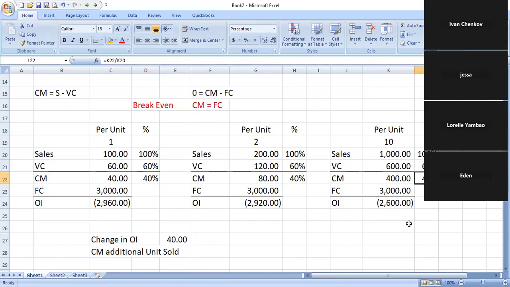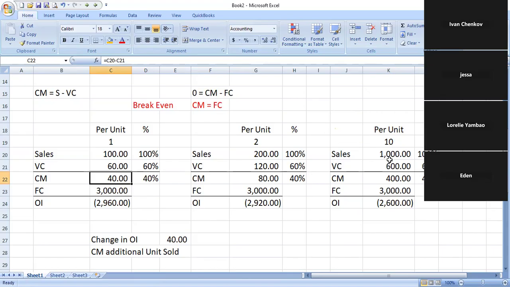What else is not going to change? Contribution margin per unit. Why? Because the sales price is always going to stay the same and the variable cost is always going to stay the same. So once we know that, that automatically means that contribution margin is always going to stay the same per unit, as a percentage, and in total per unit. The percentage never is going to change. Well, that's going to help us, isn't it?